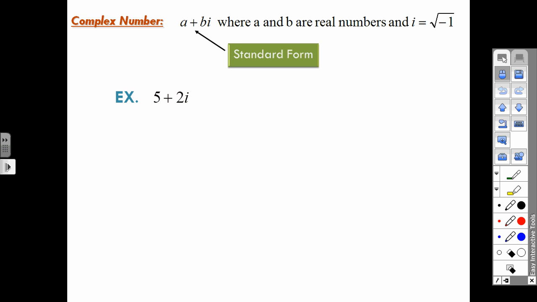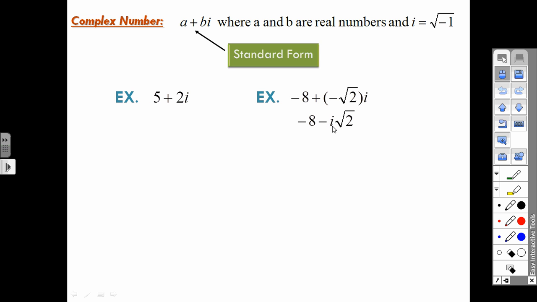So for example, 5 plus 2i, that's a complex number. -8 plus -√2i, that is technically a complex number in standard form. However, typically we don't write it like that. We would write it more like this, where plus the negative, who cares about that? We can just simplify that as minus.